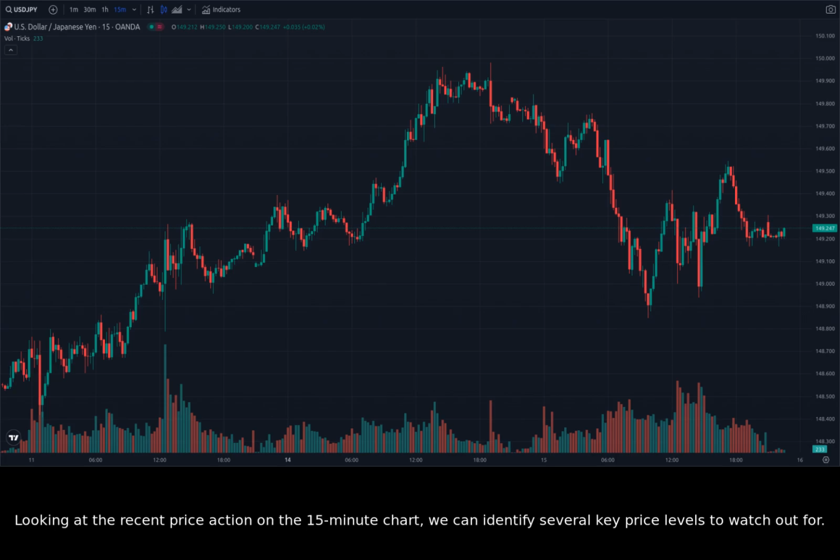Looking at the recent price action on the 15-minute chart, we can identify several key price levels to watch out for. The immediate support level is around 148.70, while the resistance level is located at 149.00. If the price breaks above the 149.00 resistance level, it could signal a continuation of the upward trend. On the other hand, if the price drops below the 148.70 support level, it could signal a shift to a bearish trend.